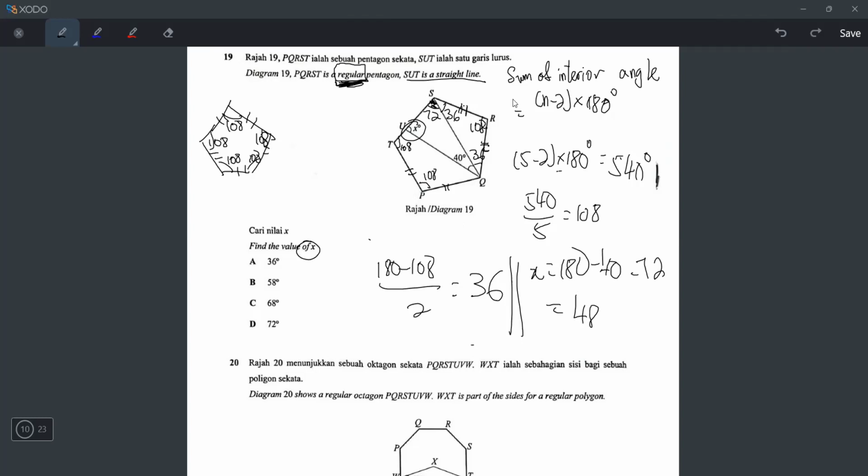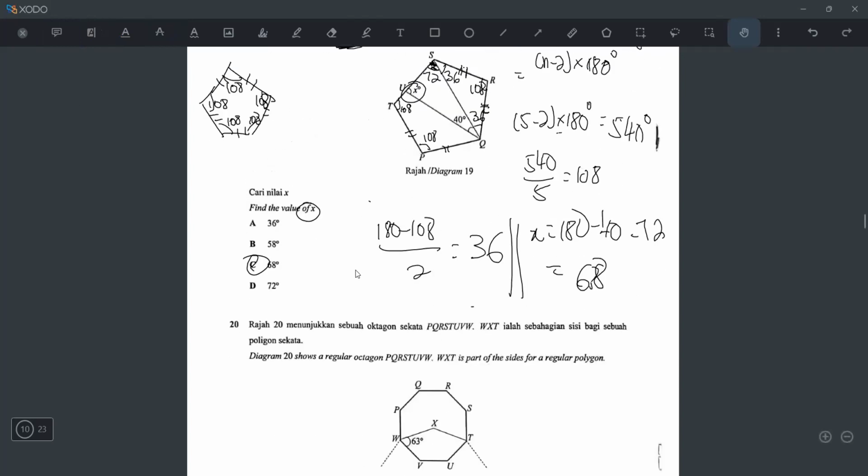108 minus 36 is 72. 180 minus 72 minus 40. Oh, it's 68. Okay, sorry, I pressed wrongly. So this is 68. Yeah. Okay. So that's how.